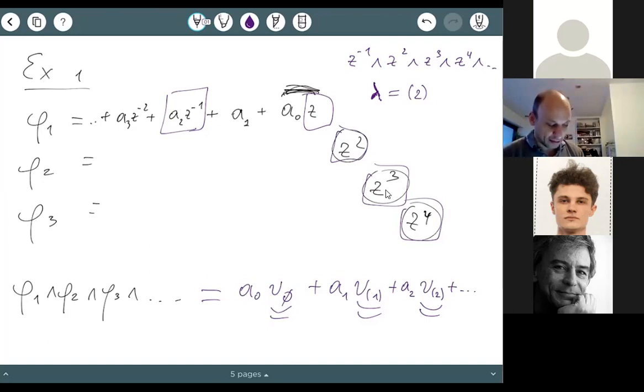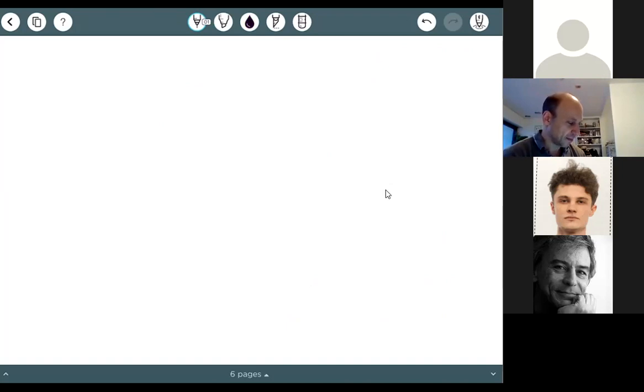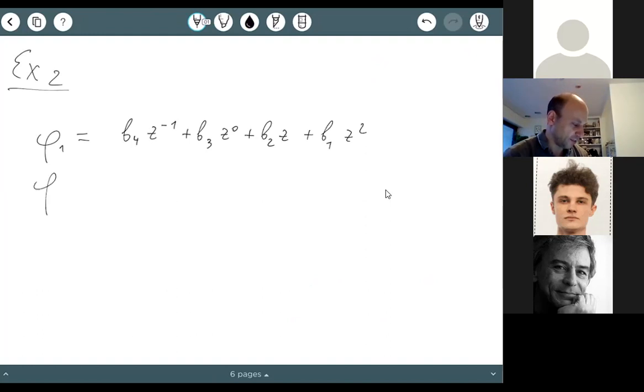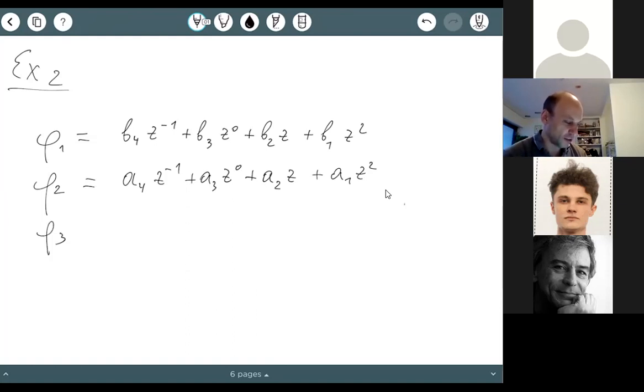Let's do another example. Example two. Again, my choice of C's is not exactly as I said. So this is B4 Z inverse plus B3, well, Z to the zero, plus B2 Z plus B1 Z squared. And V2 is A4 Z inverse plus A3 Z to the zero plus A2 Z plus A1 Z squared. And then all the following ones are trivial.